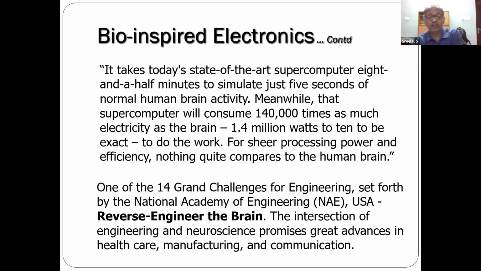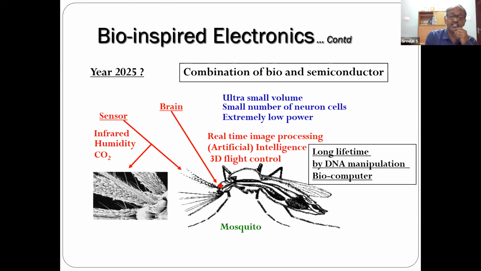So that is why one of the 14 grand challenges of engineering, which has been set forth by the National Academy of Engineering in USA, is to reverse engineer the brain. That is, how do we build electronic circuits that can mimic the activity of the brain? So it is basically an intersection of engineering and neuroscience that promises great advances in healthcare, manufacturing, and communication. So the basic message here is that if we are able to emulate the way in which our brain does the computation, then we can come up with very low power electronics which is high performance at the same time. So that is the basic message which comes out of this.